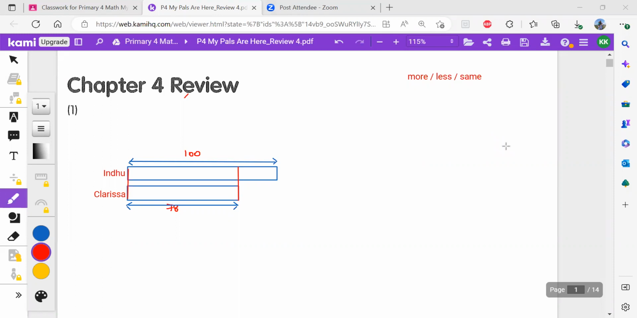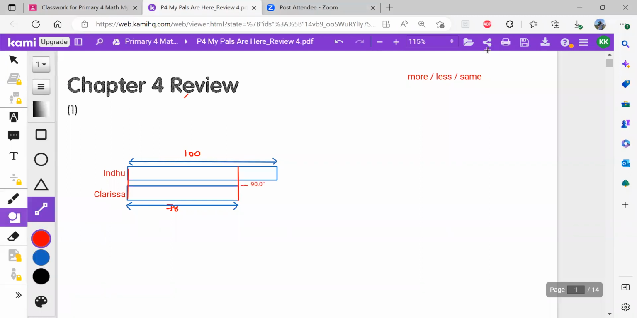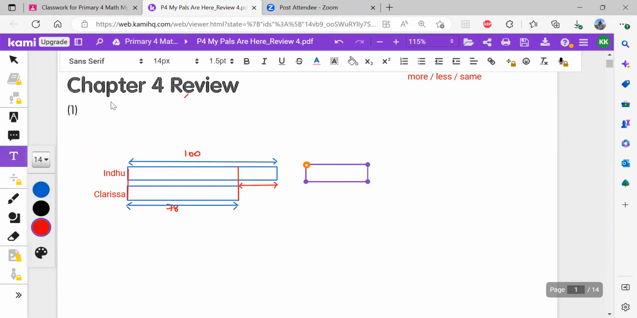Yes, right? I can see that Indu is actually, I can find out this portion, isn't it? Yeah, I can see how much Indu has more than Clarissa. So I can find out this part by just looking, using, how do I find this part?